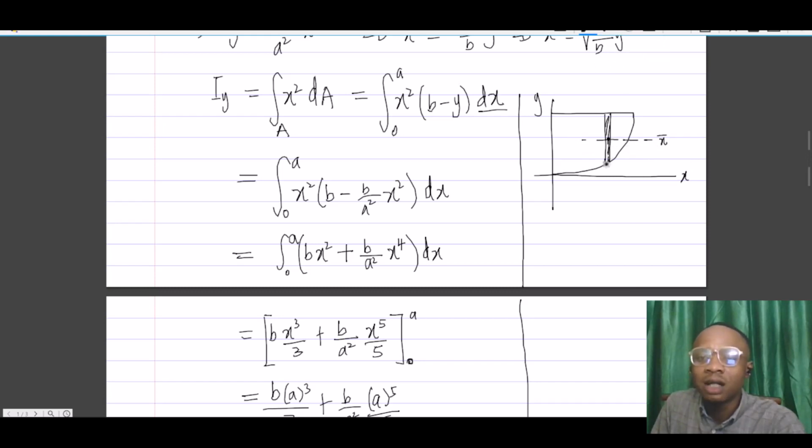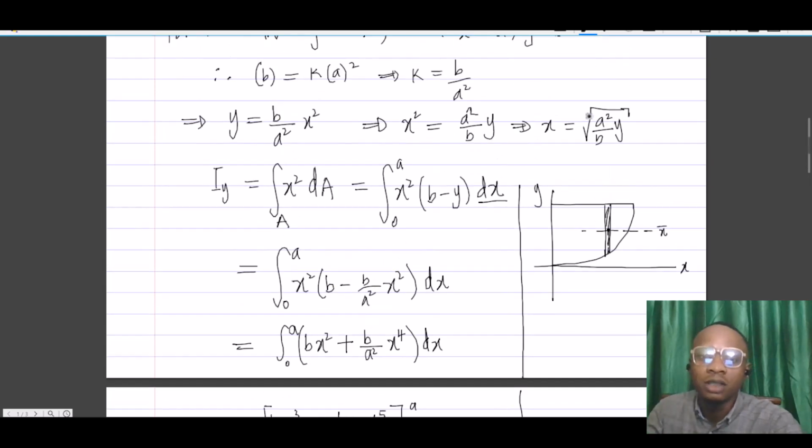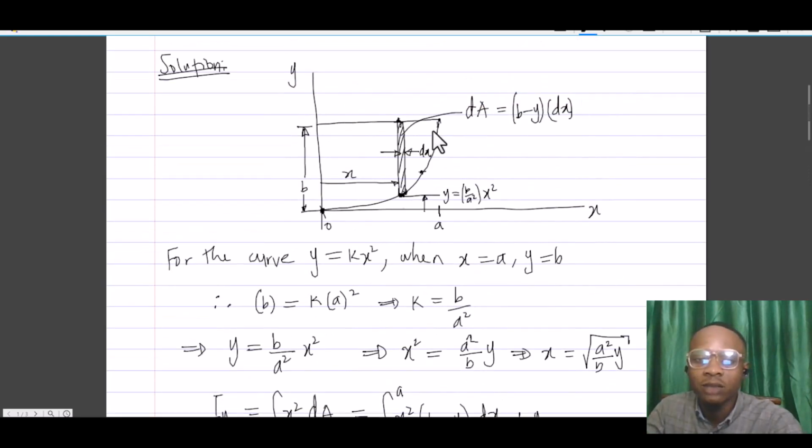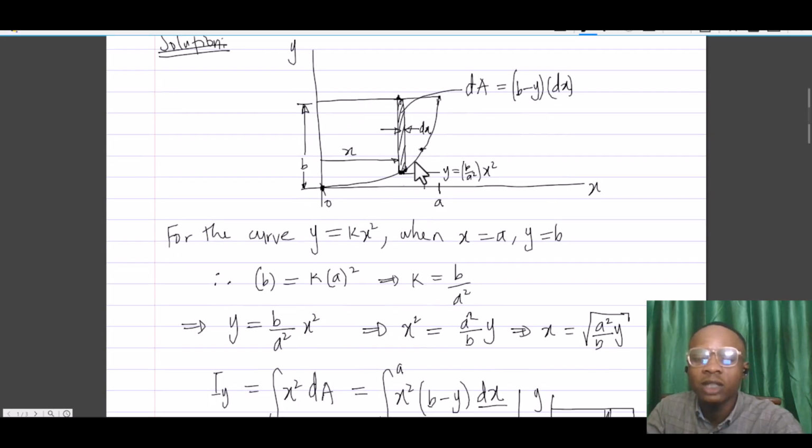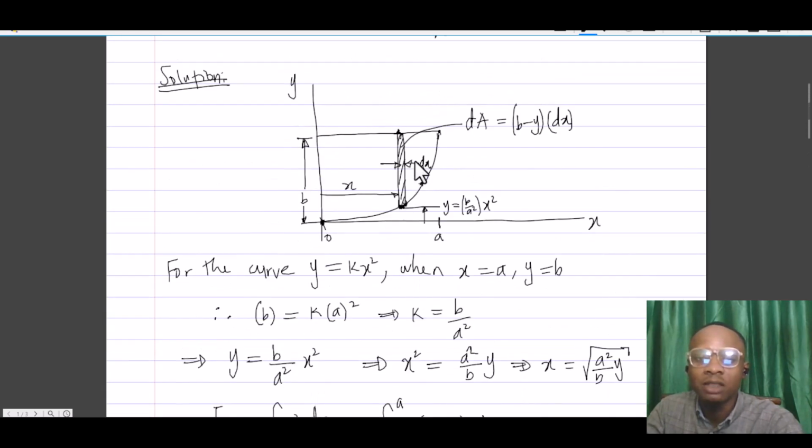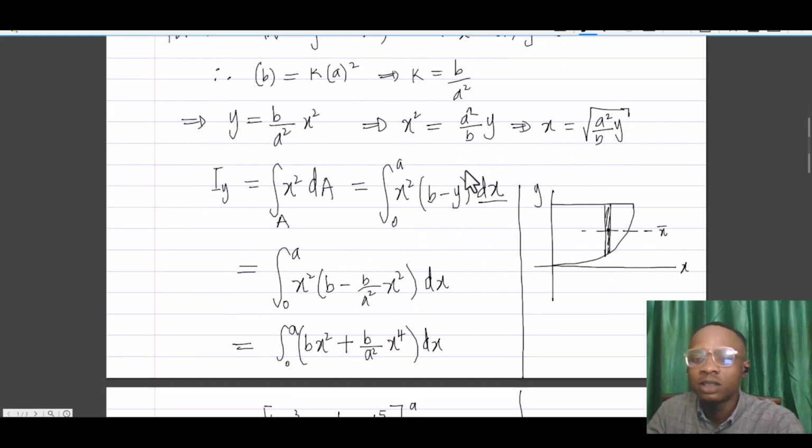We know that this is our y. We know this height is b minus y. So if we took halfway between it, that would be (b minus y) over 2. So basically, from this point, this will be b minus y all over 2.